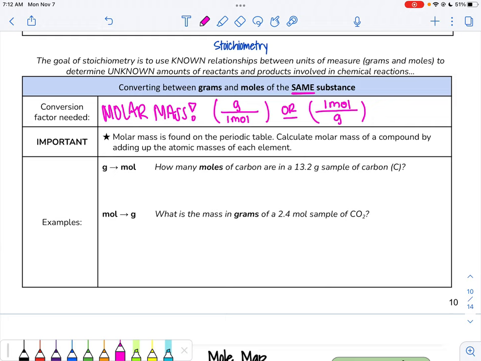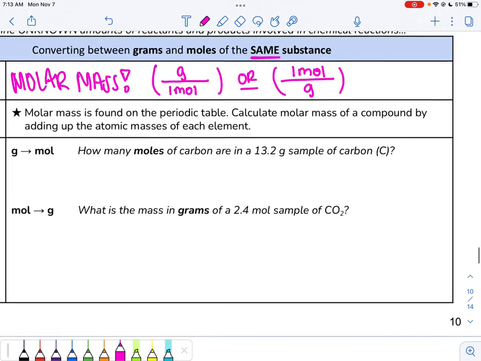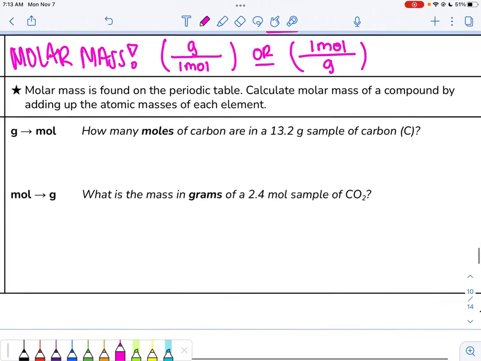So let's do an example. I'm going to do one example with you, and then I'm going to have you try and do the second example on your own, flip-flopping and then checking in with the answer key. So this says, how many moles of carbon are in a 13.2 gram sample of carbon? Here I tell you exactly which conversion you're doing. We are doing a grams to moles conversion. If I didn't give you that information, how would you figure that out?